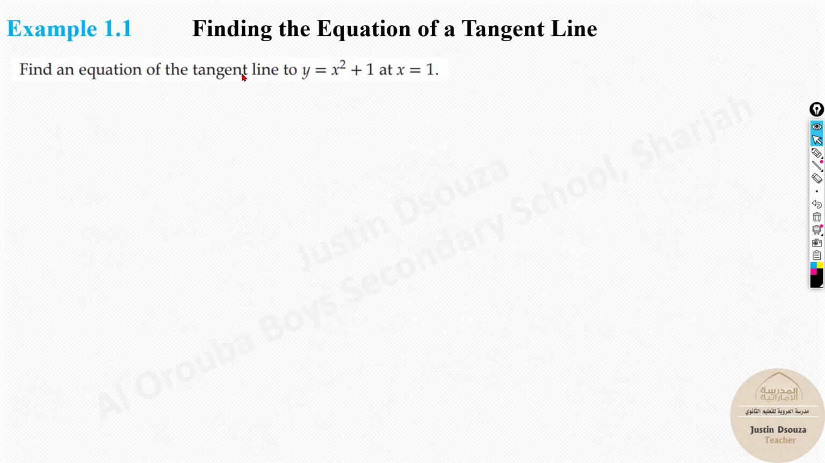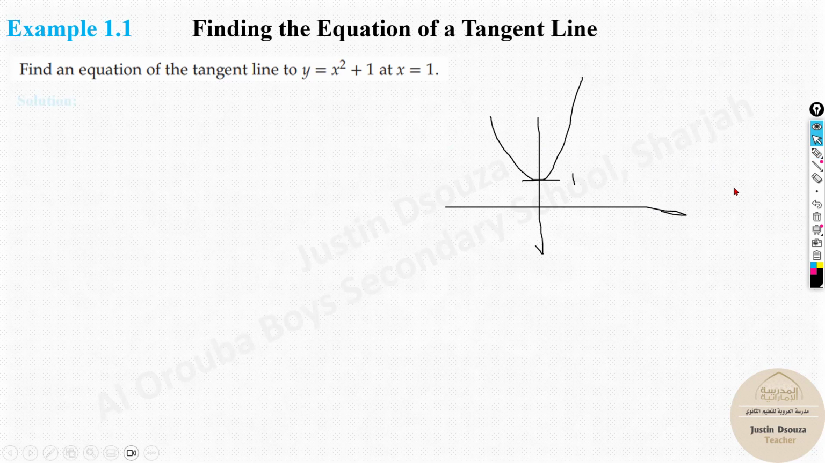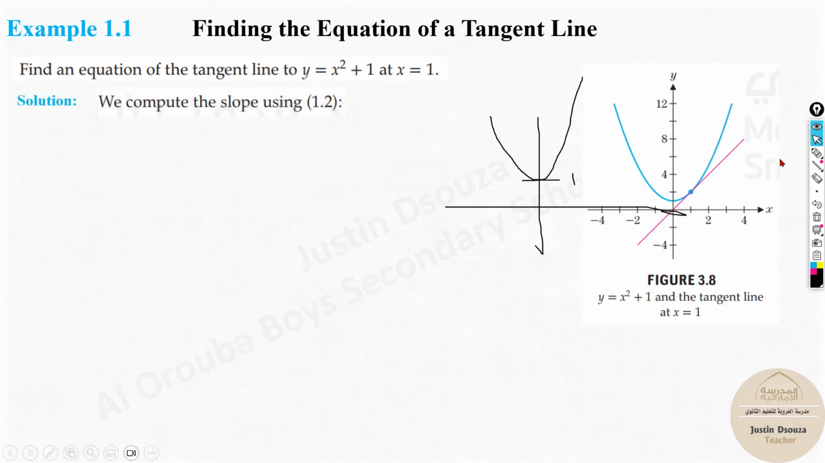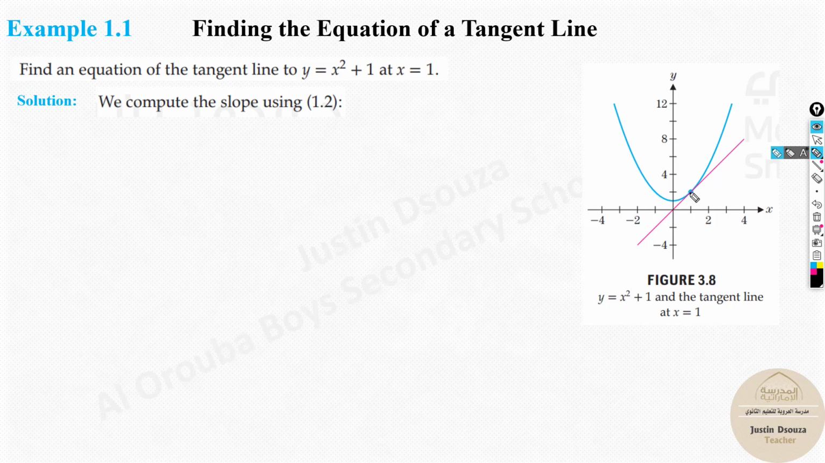We have to find an equation of the tangent line to this curve, at x equals 1. So now let's just draw this. This is a parabola. x squared means parabola, plus 1, so it will start at 1. This is the basic graph. Over here we have, now at x equals 1, that means when x is 1, it touches over here, right? There we need to draw a tangent line, a line that only touches at one point wherever the graph is there at x equals 1.